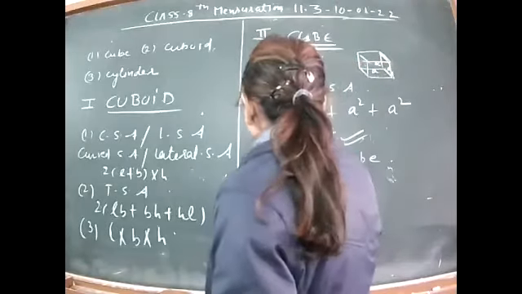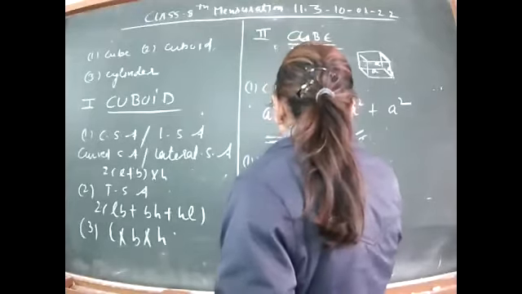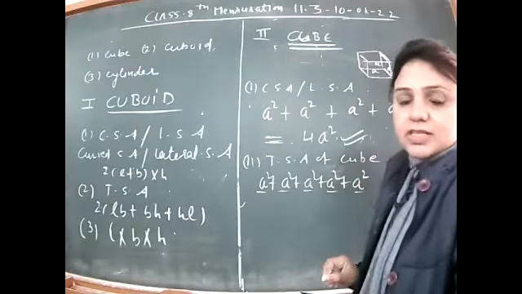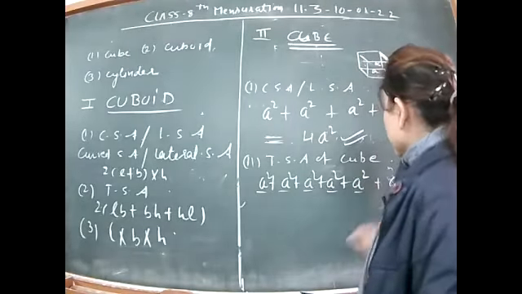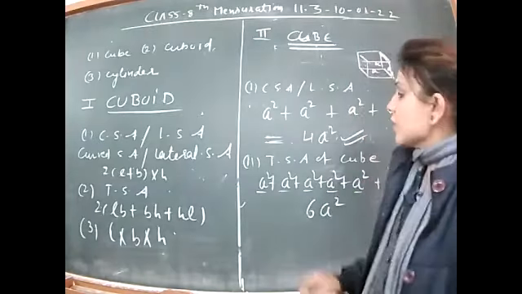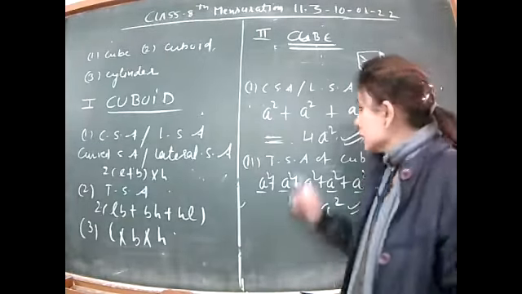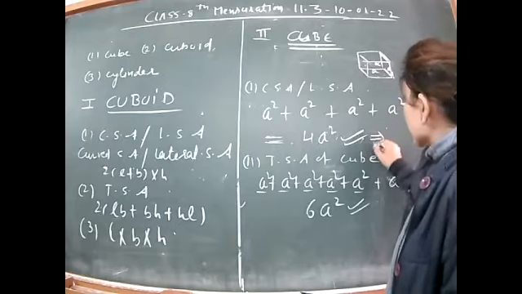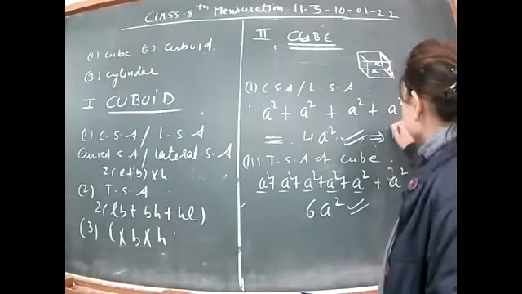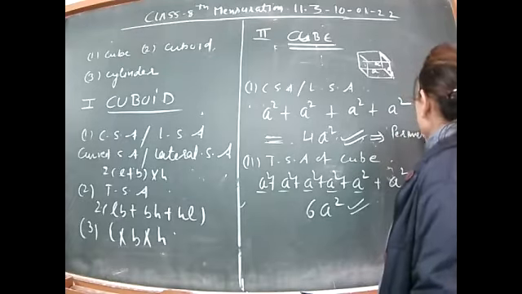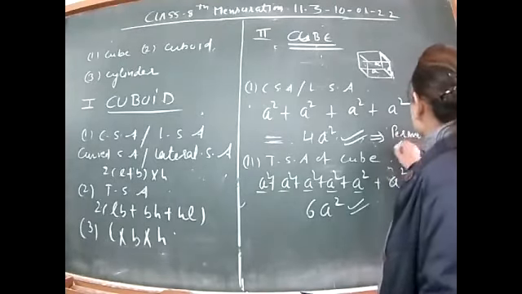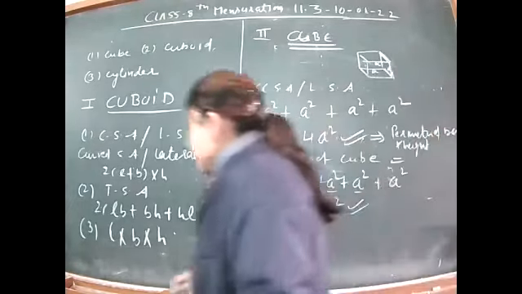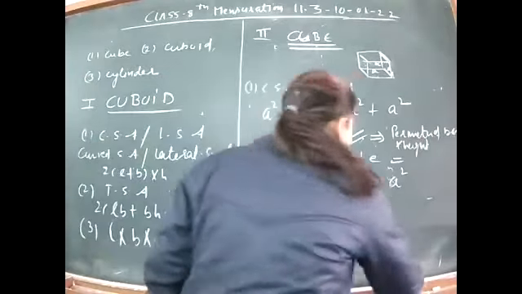6 faces are there, so the area of the 6 faces will be added, and each face area is A square, as it is a square, side square. So this will be 6A square. This is the total surface area of cube. Now this is curved surface area, this is total surface area. Here also that concept is satisfied, that perimeter of base multiplied by height will give you the curved surface area.